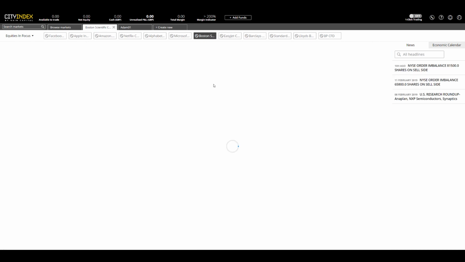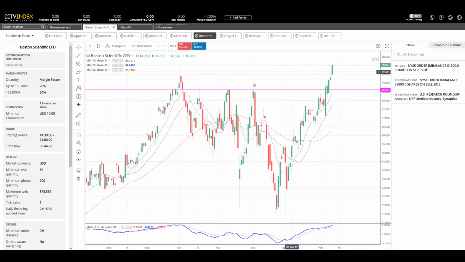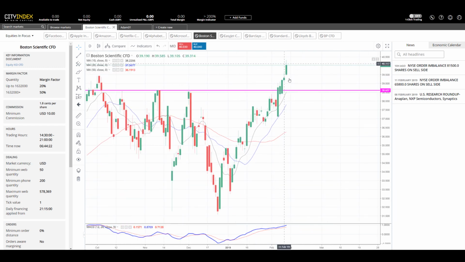Boston Scientific continuing to head to fresh highs, so no problem there, steady as she goes. And at some point below, I expect it to come back and test this level for support, and that will be a re-entry opportunity. MACD momentum indicators looking nice and healthy.